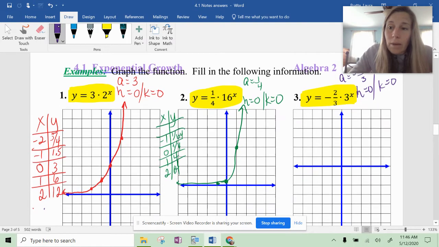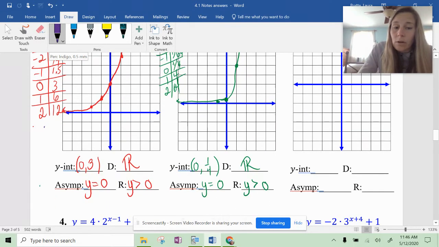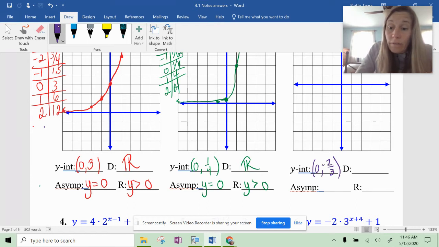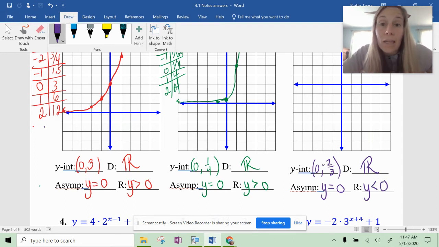Now this time, since my a value is negative 2/3, I know that my y-intercept is (0, negative 2/3). And that's because the h and the k were 0, so there was no shifting. That means my asymptote is y equals 0 because the k was 0. We know the domain is always all real numbers. Now the range this time is going to be y is less than 0 because the a value is negative. We know the graph will be underneath the x-axis, and that's why the y values will be less than 0.